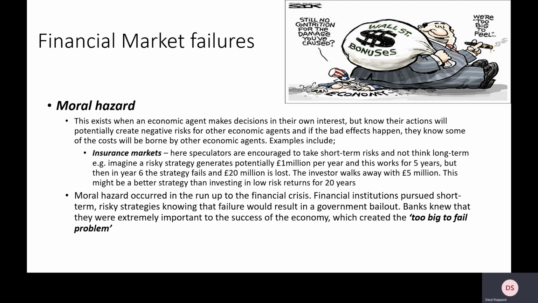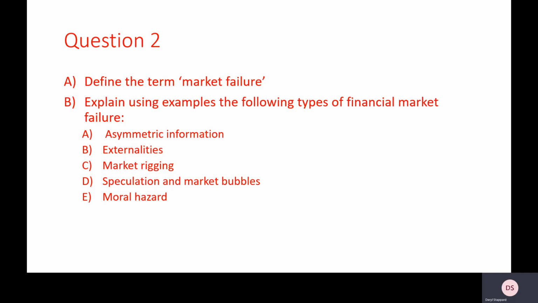Right, everyone. Now, just to wrap up this video, what I would now like to do is to think about these questions. A, define the term market failure, link it towards financial markets, and then B, try and get down a really good explanation of the following types of financial market failure: asymmetric information, externalities, market rigging, speculation and market bubbles, and moral hazard. And these will be things that we explore together in class. Thank you very much.